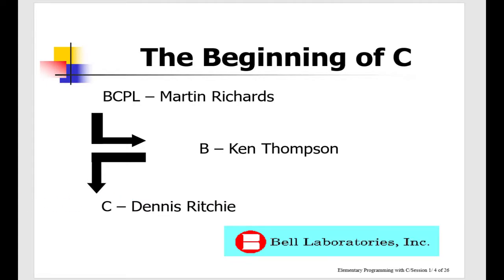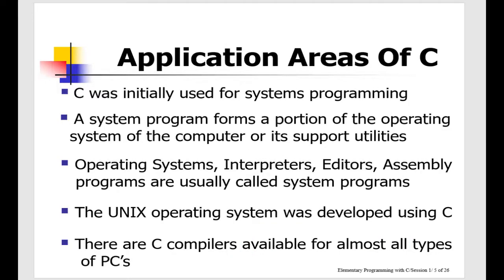Now, after having looked at a condensed history of C, where do we use the C programming language? Let's look at the application areas of C. Now, C was initially used for systems programming, and a system program forms a portion of the operating system of the computer or its support utilities. Operating systems, interpreters, editors, assembly programs are usually called system programs. The Unix operating system was developed in C. So some of those questions I get from my students, where do we actually use C? The Unix operating system is a very good example of an area where we use C.